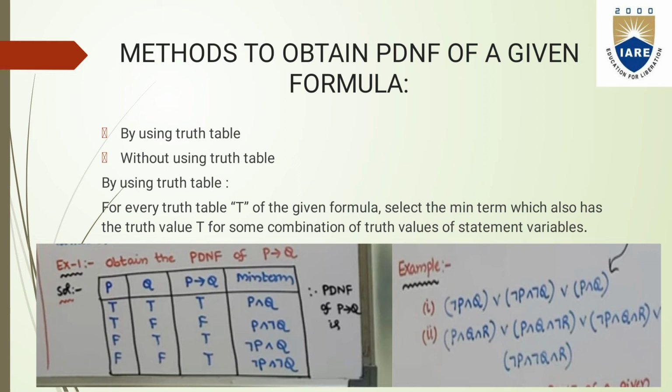If you are taking three variables, then you will get the condition as P and Q and R, or P and Q and negation R, or negation P and Q and R, or negation P and negation Q and R. So this is an example for the truth table: using a truth table, how to find the PDNF value, and we found the PDNF value for P conditional Q.